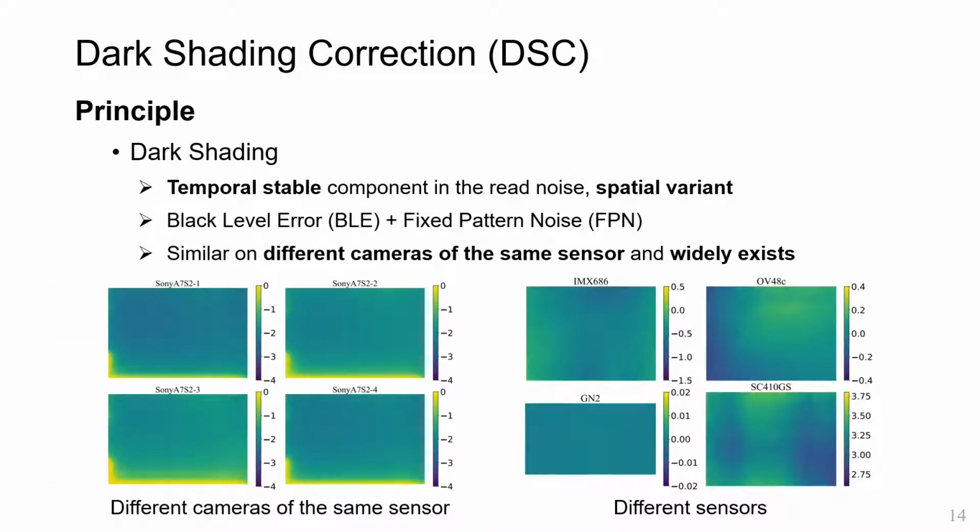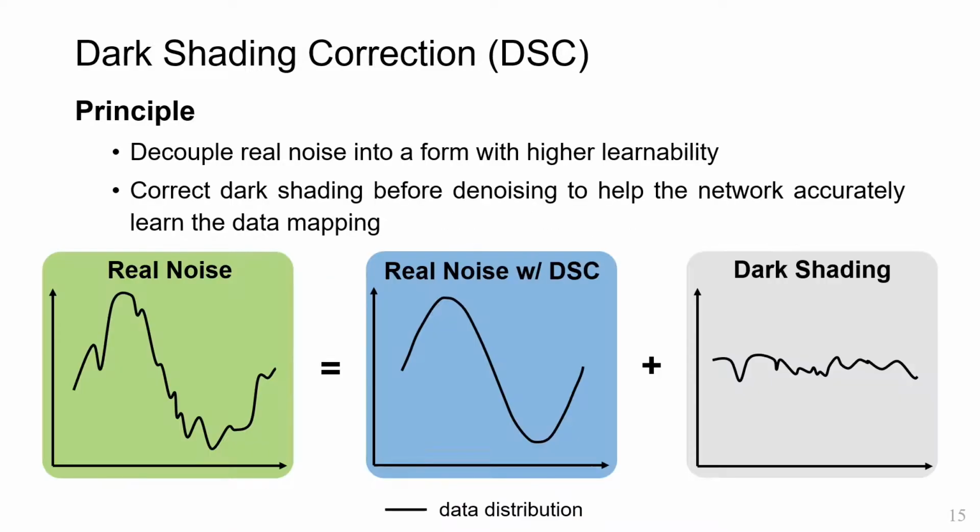I think it is necessary to introduce what dark shading is first. Dark shading represents the temporally stable component in the read noise, which can be regarded as the union of black level error and fixed pattern noise. Dark shading is similar on different cameras of the same sensor within the normal operating temperature range and widely exists on different sensors. DSC can decouple real noise into a form with higher learnability.